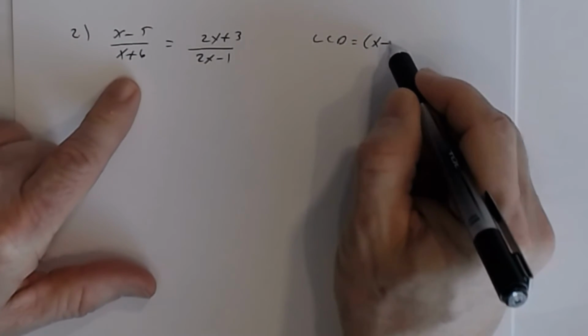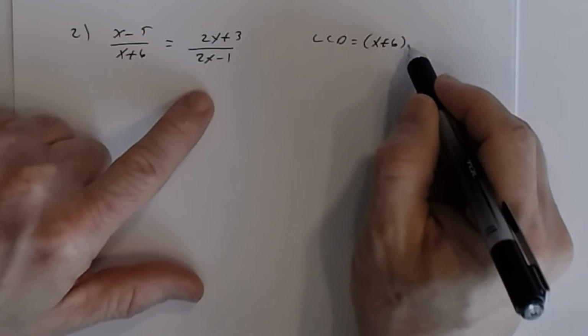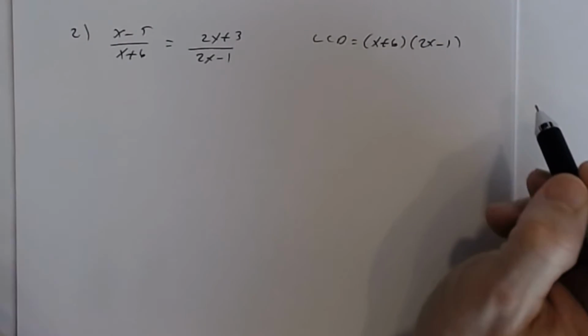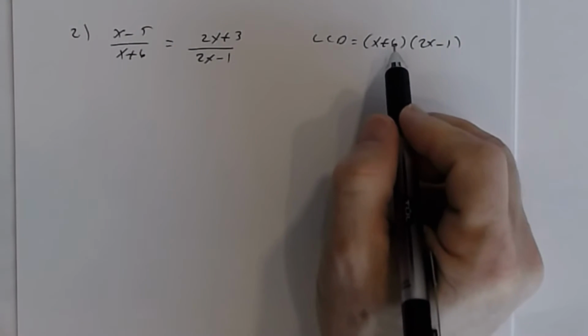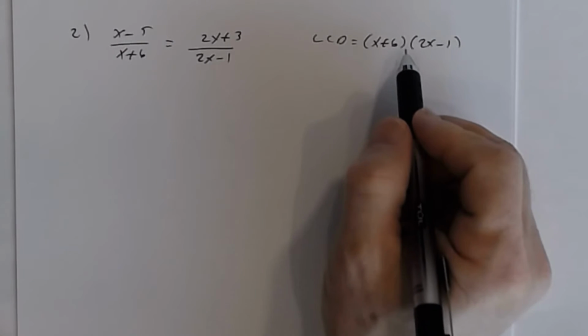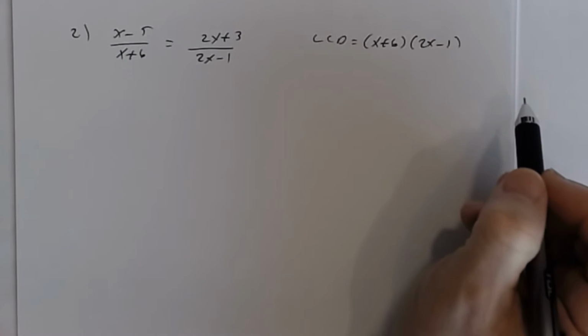So my least common denominator is going to include every distinct factor that you see. I see an x plus 6, that's in the LCD. I see a 2x minus 1, that's in the LCD. So my least common denominator is the product of these two factors.